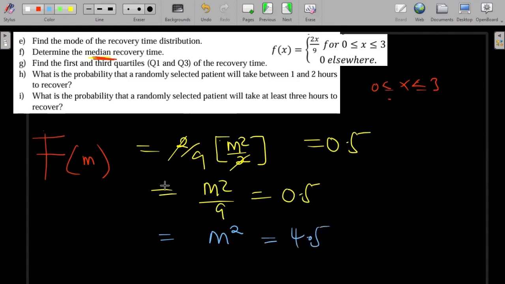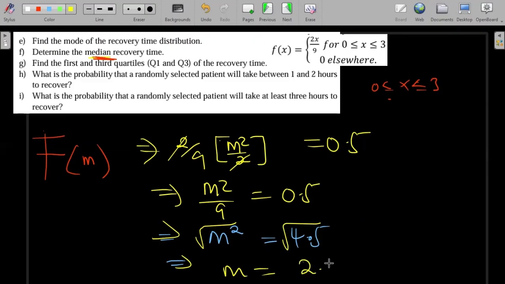Remember our aim is to find this m. So let's square root both sides. If I square root this side and also square root this side, I'm going to get that m is just equal to the square root of 4.5. We just take the positive square root. The square root of 4.5 is approximately 2.12. So it means our median recovery time is about 2.12 hours. So this is our median.